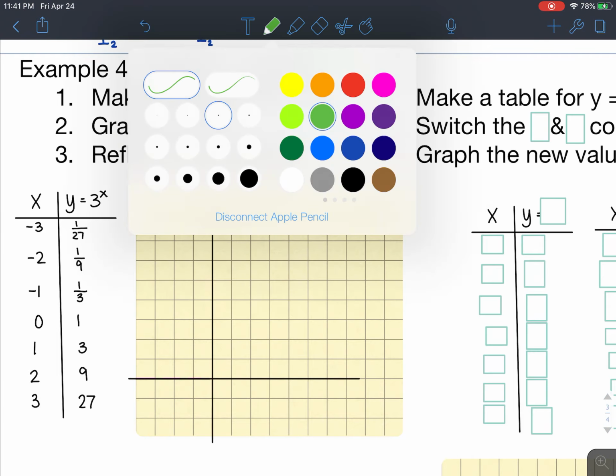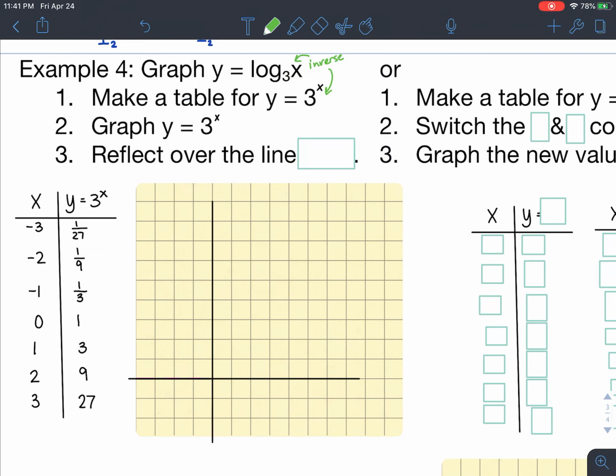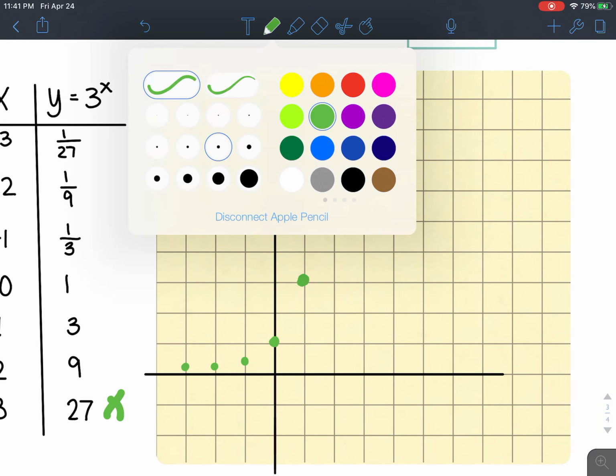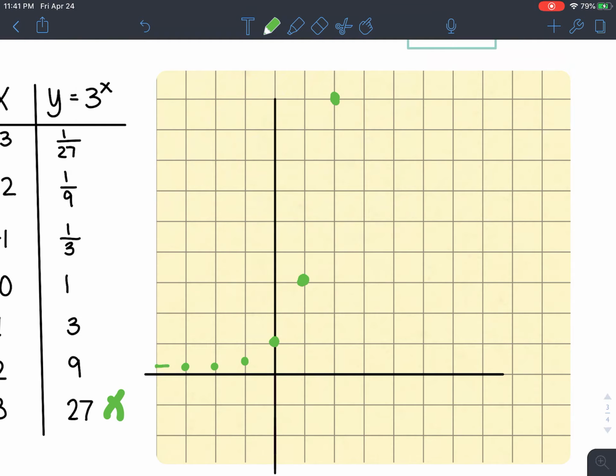I know what you're thinking. You're like, it's supposed to be log base 3 of x. Okay, so first we're going to graph this. We'll graph this in green. So 0, 1, 1, 3, 2, 9. We'll skip this one because that one's too big. Negative 1, 1/3. Negative 2, 1/9. Negative 3, 1/27. It's just getting closer to the x-axis. Do your best curve. And remember that there's an asymptote here. Okay, remember how we make the dotted line?